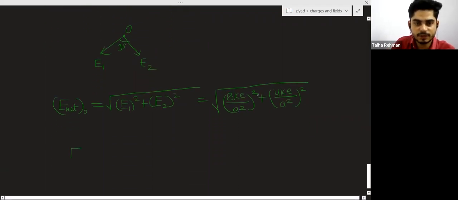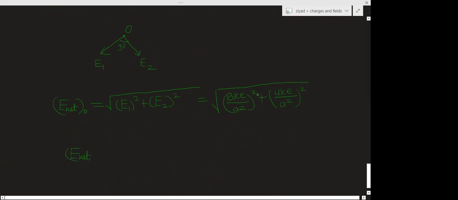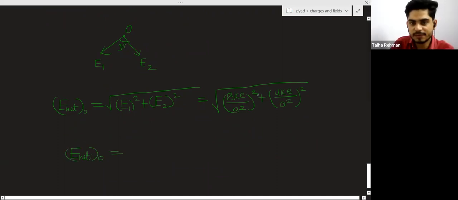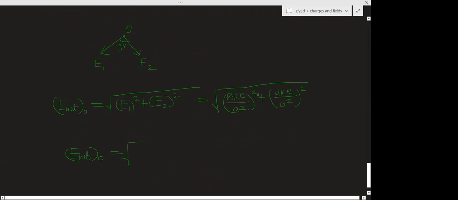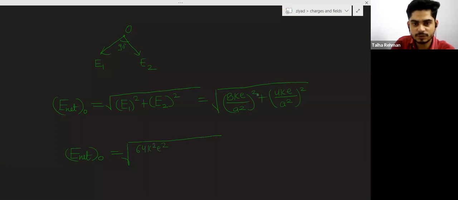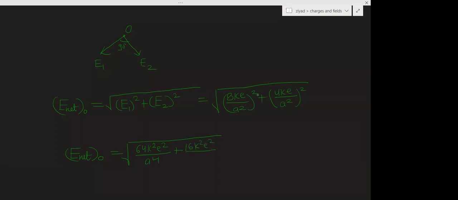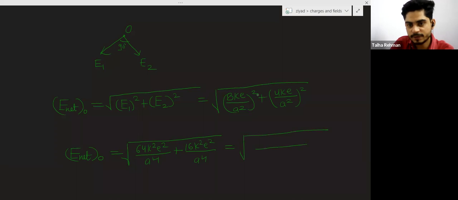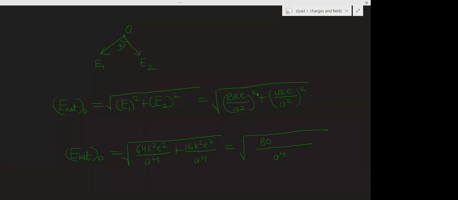So the net electric field at point O, now we will calculate. This will become 64 K square E square divided by A to the power 4, plus 16 K square E square divided by A to the power 4. Now you take the LCM, A to the power 4, and when you add 64 plus 16, you will get 80 K square E square.